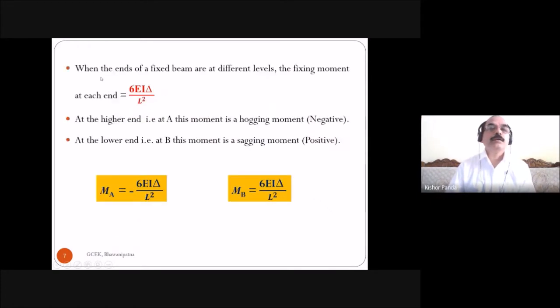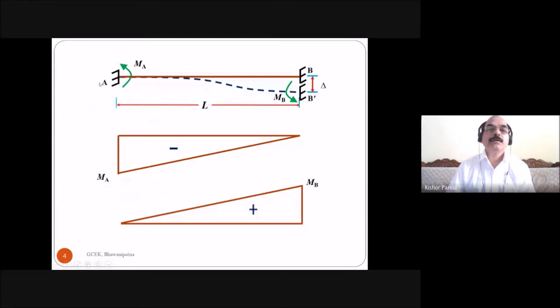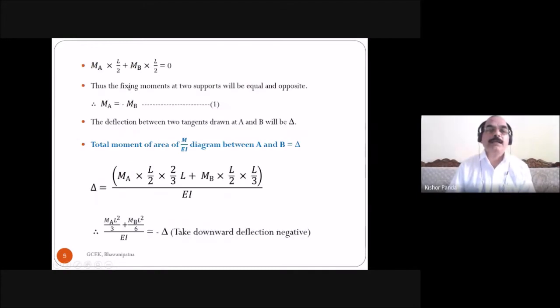Here you see, when the ends of a fixed beam are at different levels, the fixing moment at each end is equal to 6EI delta by L square. This is the fixing moment. At the higher end, that is at A, this moment is hogging moment, negative. Here this is the higher end and this is the lower end. So the moment is hogging, this is negative.